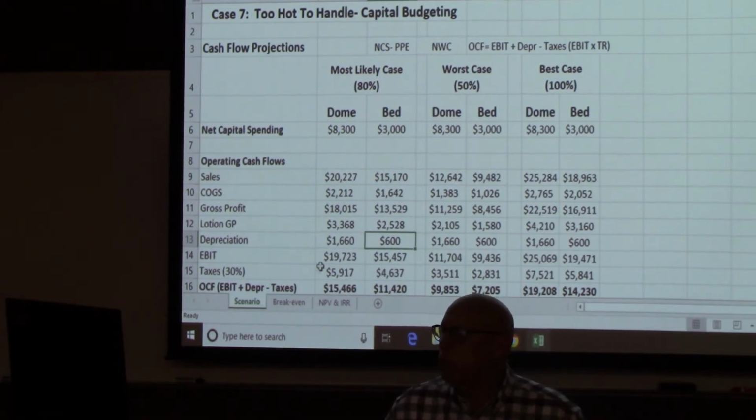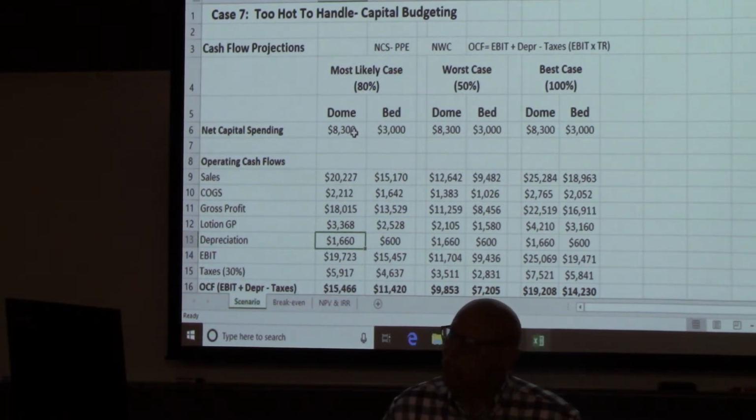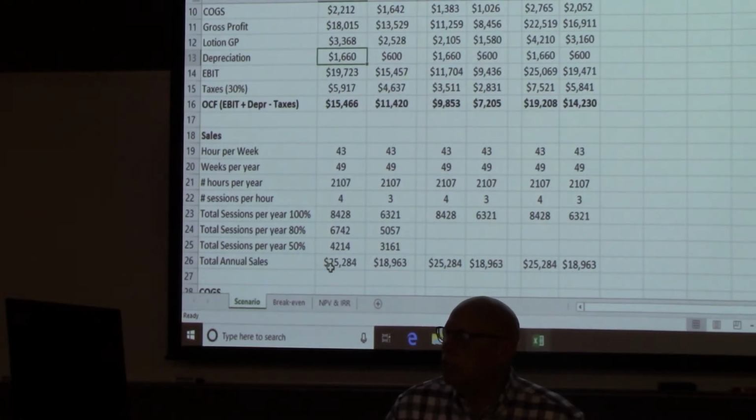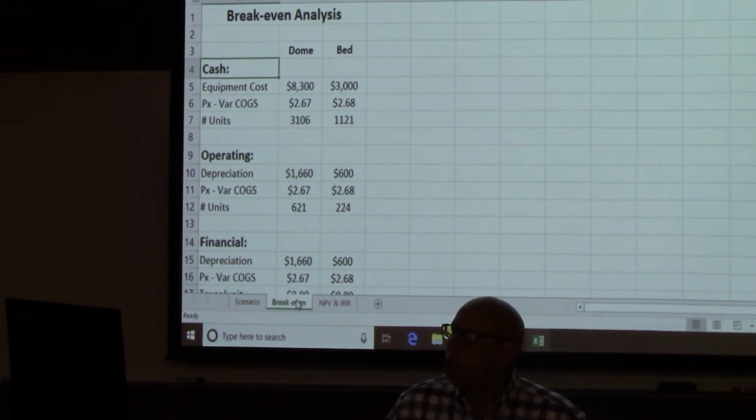So the way everything was set up, all I had to do was say that depreciation was equal to the cost of each piece of equipment divided by 5. Okay, straight line. All right, so that changed things a little bit. So you need to plug that into your spreadsheet.